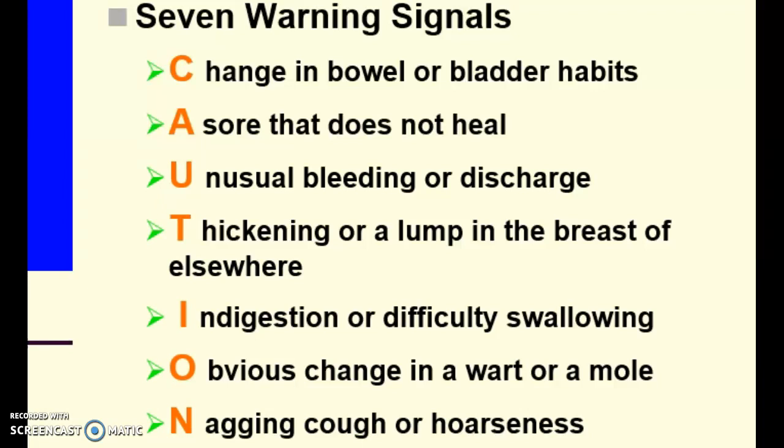T is thickening or a lump in the breast or elsewhere. Can you actually feel a growth somewhere? I is indigestion or difficulty swallowing. This will be prevalent if the patient has stomach cancer or esophageal cancer. O is obvious change in a wart or a mole. There you're looking for skin cancer. And N is a nagging cough or hoarseness. And then you're looking at, of course, lung cancer.